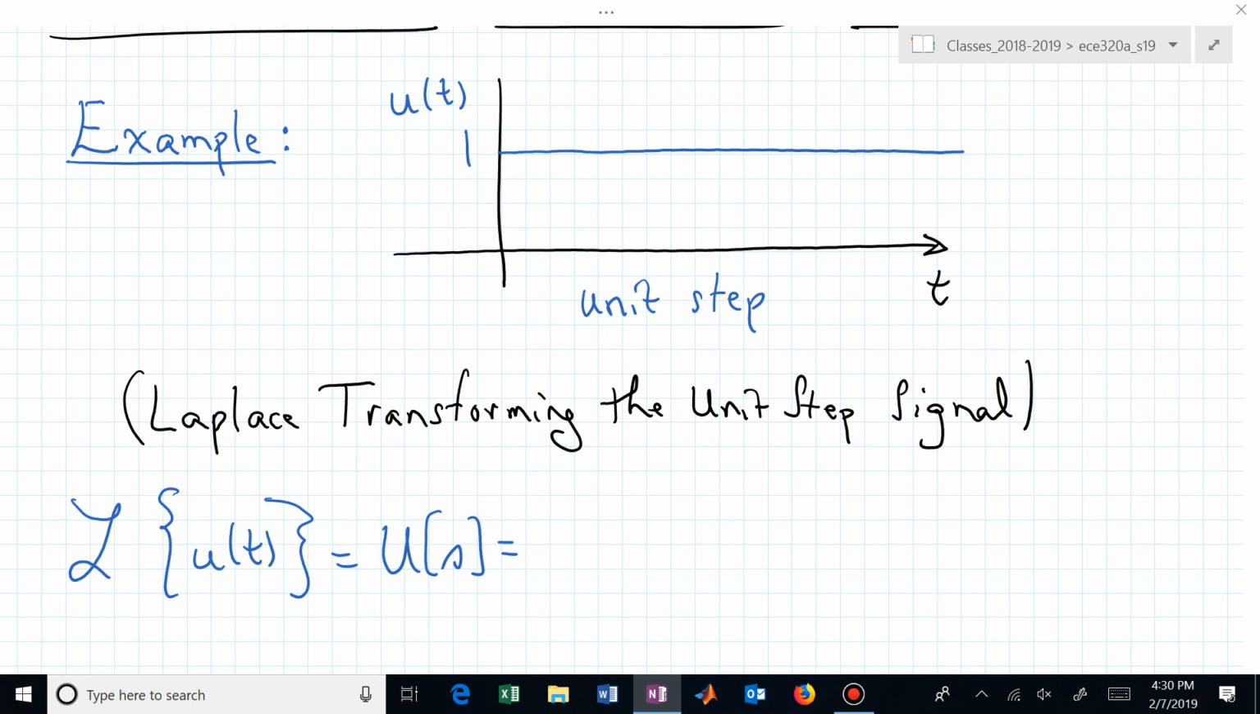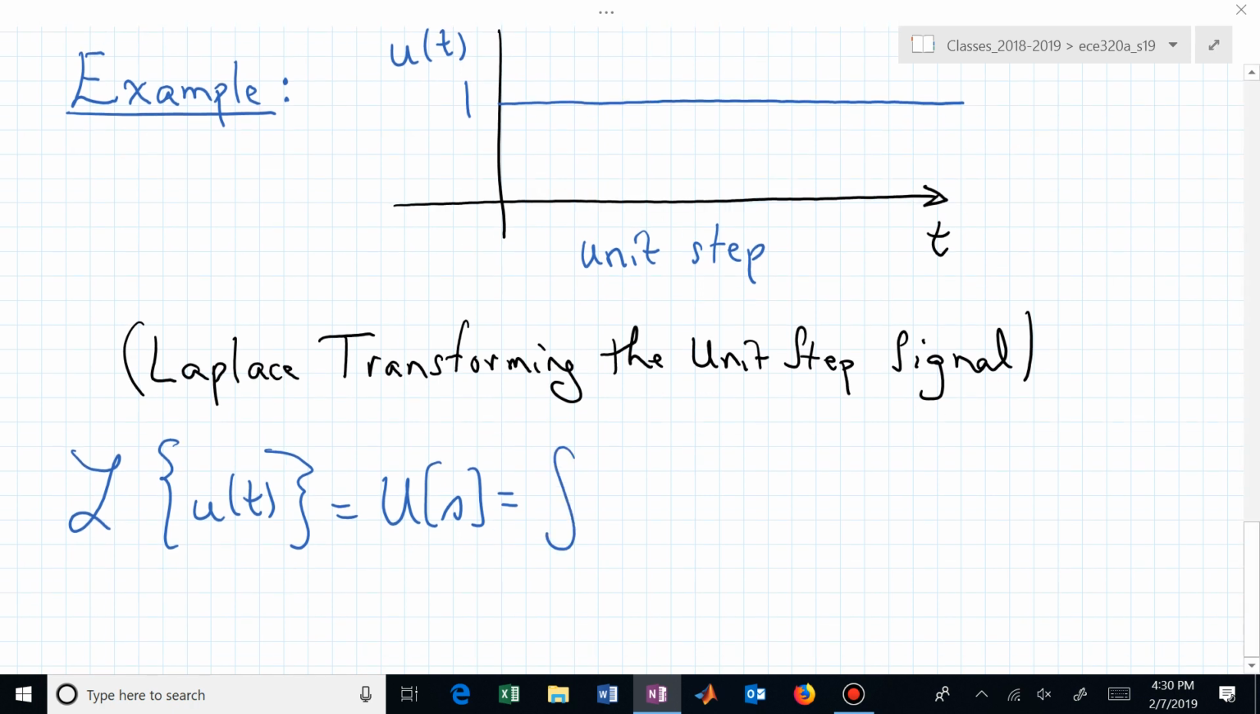So here it is. Script L of u of t is equal to capital U of s. And what did we say that was? Well, we said that was the integral from t equals 0 minus. Is it okay what that 0 minus is? That just means the leftmost side of 0. This is splitting hairs, this is splitting epsilons, but this says that we're picking up everything at time t equals 0. We've gone just a little to the left of 0, and we're including everything that happens at 0 when we're starting at 0 minus.